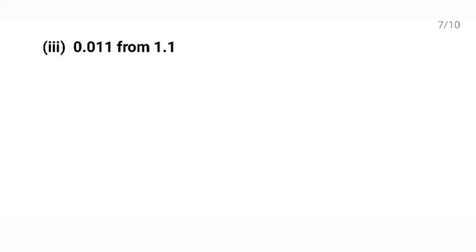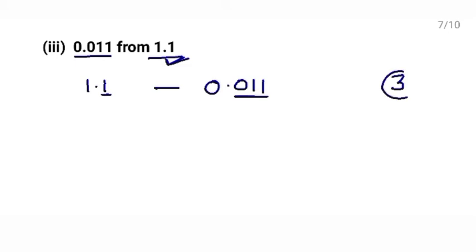Clear? Next number is subtract this from this. इसमें से subtract करना है 1.1 में से subtract करना है किसको? 0.011. Firstly, count the number of digits after decimal. In first number you have 1 digit. In next number, the number which you are subtracting have 3 digits after decimal. So after decimal maximum digits कितने हैं? 3. So after decimal आप 3 digits ही बनाएंगे.